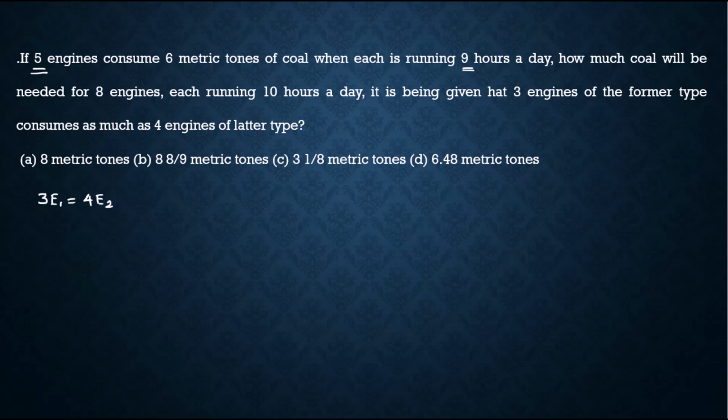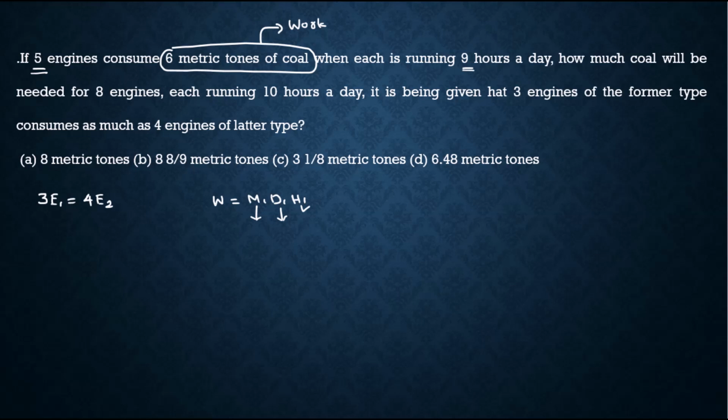So from the first part, 5 engines consume 6 metric ton of coal when each is running for 9 hours per day. Here 6 metric ton of coal is the amount of coal consumed by the first engine type. That means this 6 metric ton of coal is nothing but the work done by the first engine. We know that work done equals M1 D1 H1. Here they have not given the number of days. Here hours are given.